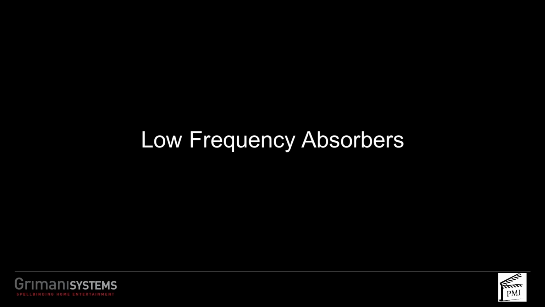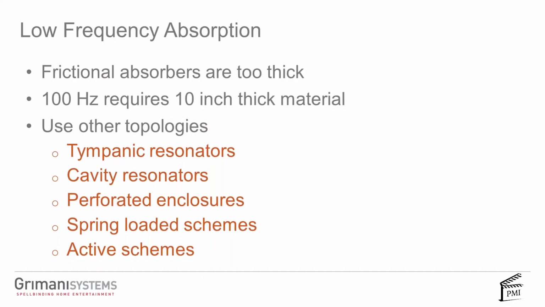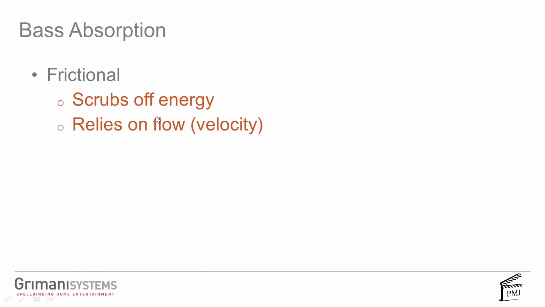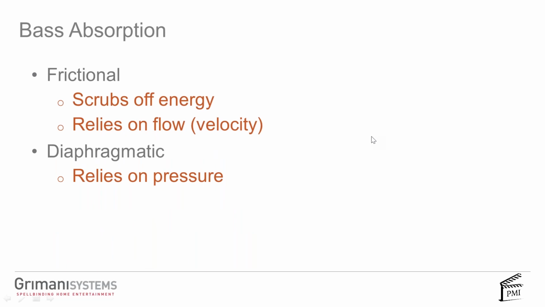is sort of just a category of them. Frictional absorbers are just too thick at low frequencies. That's because 100 hertz would require a 10-inch thick material to work, and so we need to switch to other topologies, other tympanic cavity resonators and other ones. So again, frictional absorption works by scrubbing off energy and relies on flow. Diaphragm absorbers rely on pressure, and Helmholtz absorbers do rely on pressure, but they're a resonator.